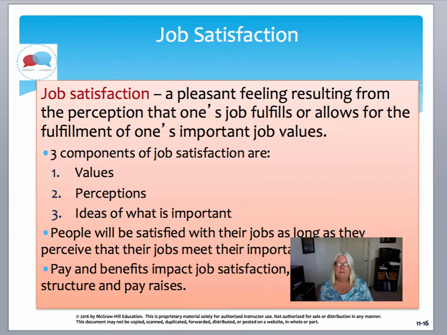So job satisfaction, by definition, is a pleasant feeling resulting from the perception one's job fulfills or allows for the fulfillment of one's important job values. So the components are values, perceptions, and ideas of what is important. So employees are satisfied as long as they perceive that their jobs meet these important values.